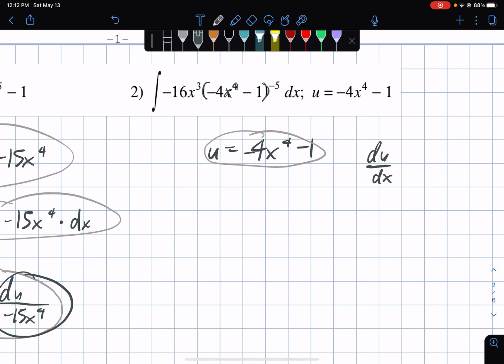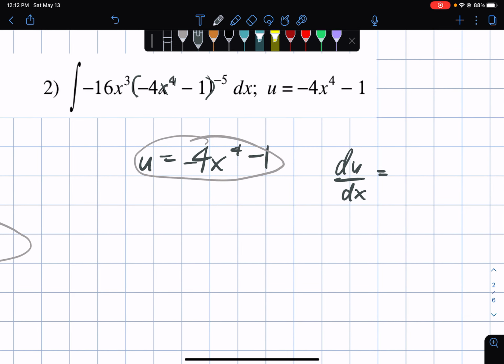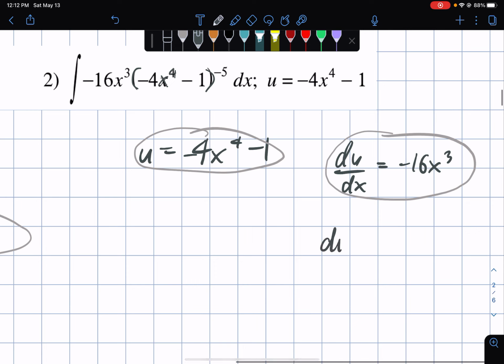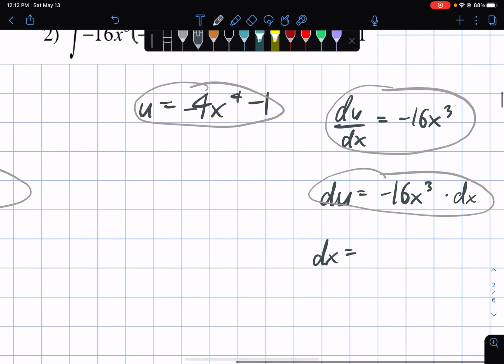du over dx is equal to the derivative of whatever u is. So negative 4 times 4, negative 16, then x raised to 3. This is the du over dx. Find du. If you multiply dx on both sides, you get negative 16x raised to 3 times dx. Now, if you look for dx, divide both sides by negative 16x raised to 3, and then you get du over negative 16x raised to 3.